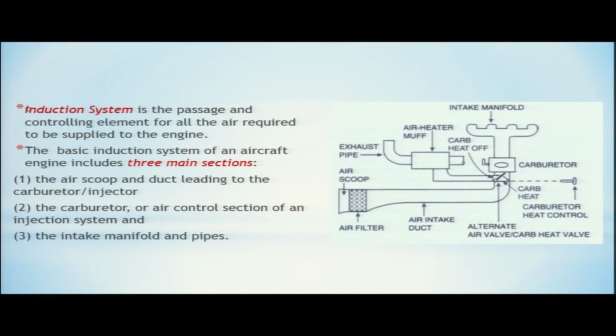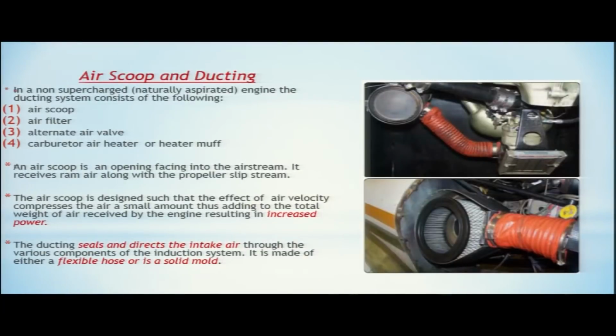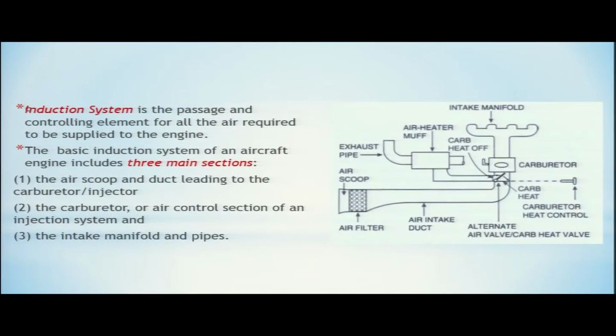So your induction system has got three main parts. The first part is the air scoop and the inlet duct, the second part is your carburetor, and the third part is the intake manifold and the pipes. Coming to the air scoop and ducting, as we have seen in the last slide, the first section is the air scoop and the ducting. Let us see what it is all about.